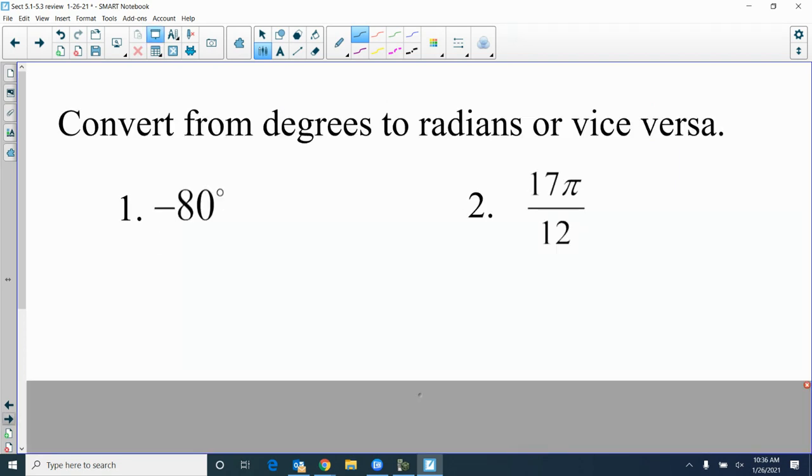All right, just a couple other things here, kind of from earlier in the chapter. Convert from degrees to radians or vice versa. These are non-unit circle angles. You still need to be able to convert. A lot of times for unit circle angles, you just use the multiples of 30 or 60. But negative 80 would not fall under the unit circle, so you got to multiply that by pi over 180.